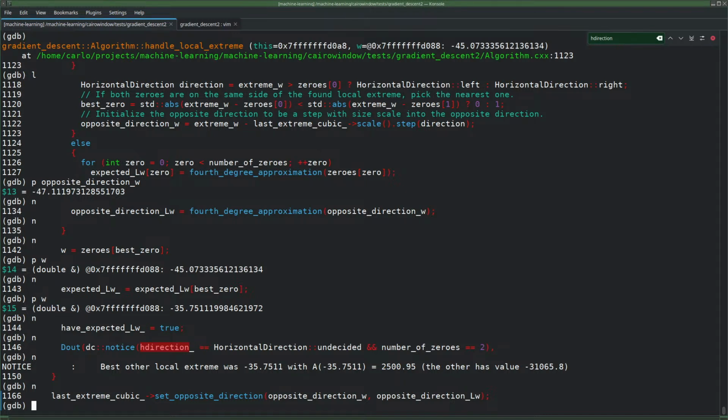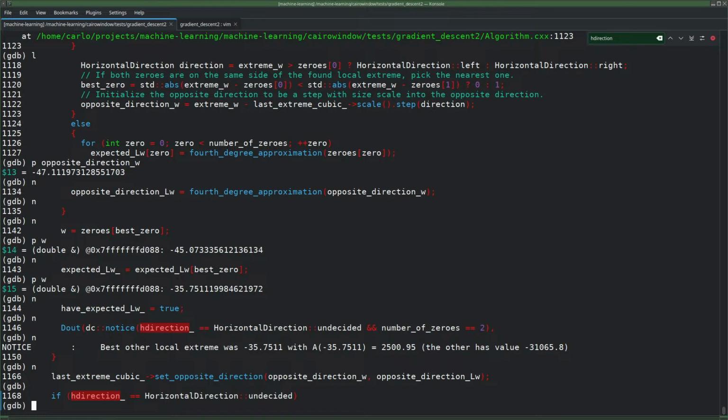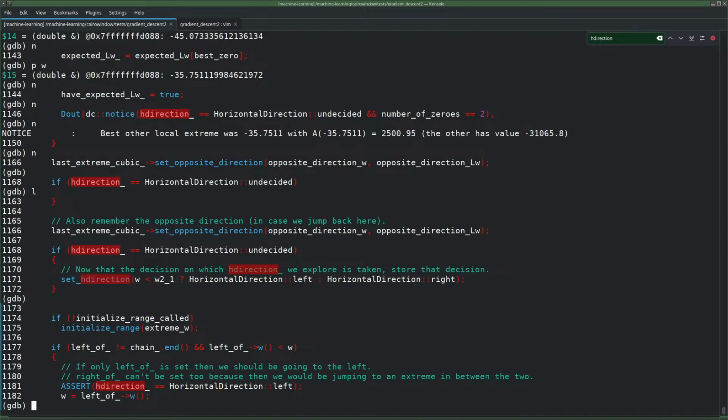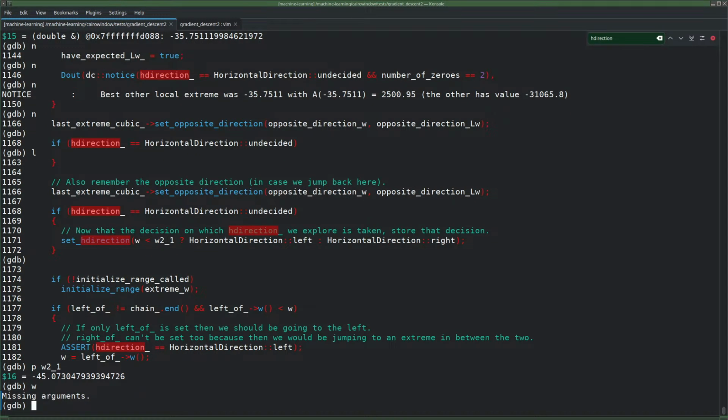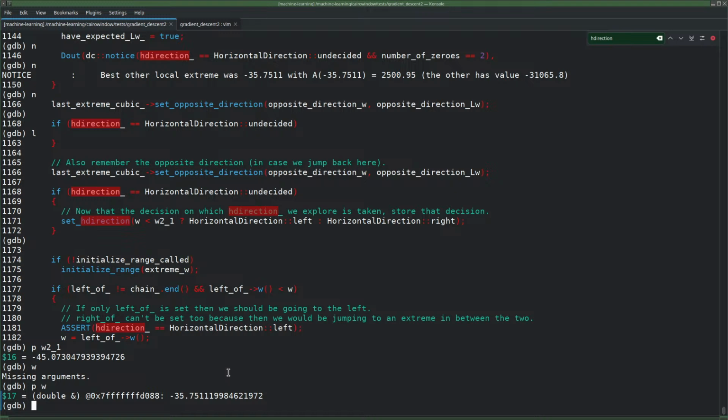Okay, we store those values of the opposite direction. And then if H direction is undecided, yes, still undecided, now we finally set the H direction. And that is literally just the way that we decided to go. I think this is the last measuring point. This is more or less minus 45 as well. That's probably 6 or 7. And then W is minus 35. That's what we jump to. Therefore, it is not less, so we are going to the right, which is correct.